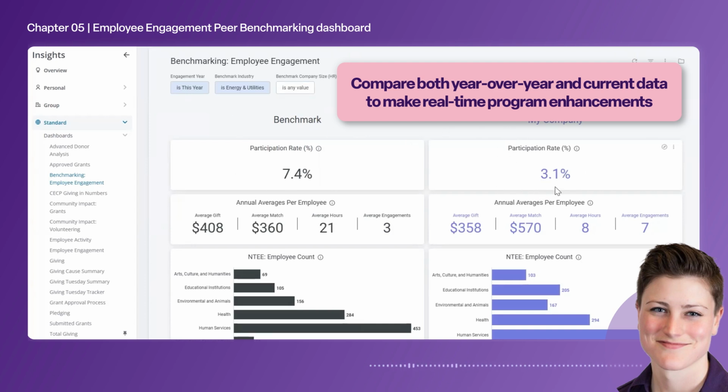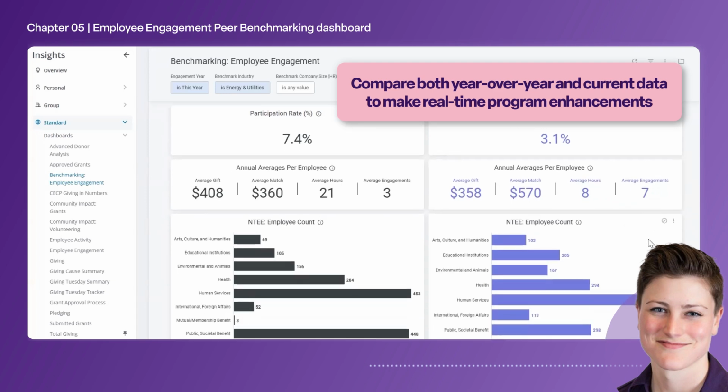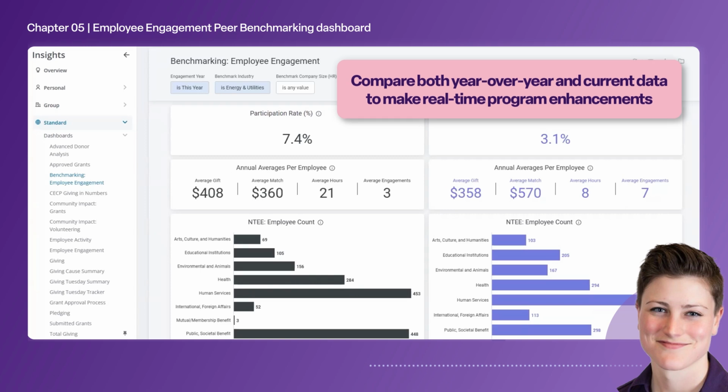So we can see that we have an average participation rate of 3.1% across our employee programs, but the benchmark indicates a higher 7.4%. It also indicates that the benchmark has a higher average gift, but a lower average match, higher average hours, and fewer engagements than our program. All valuable insight to determine if or how we might need to make a change.